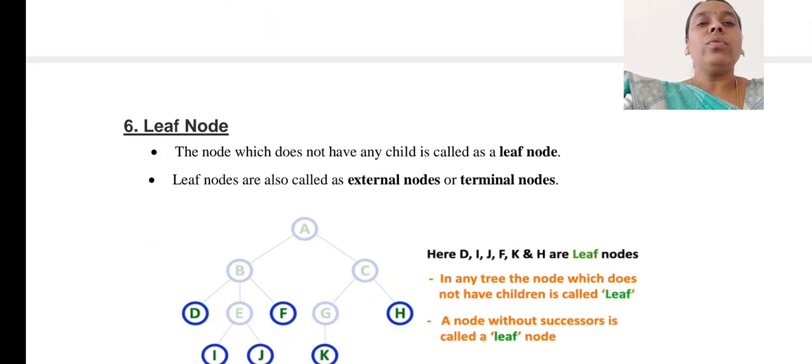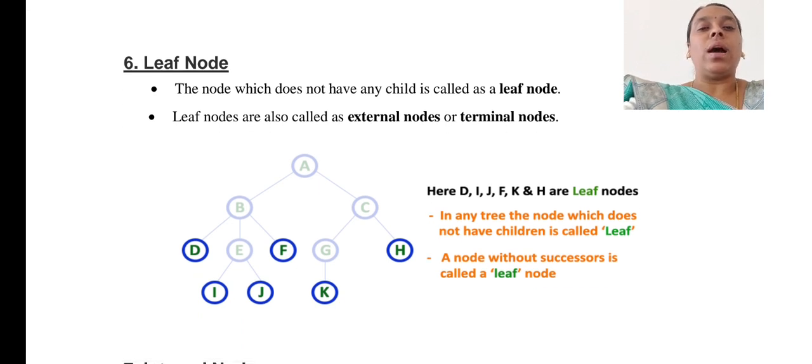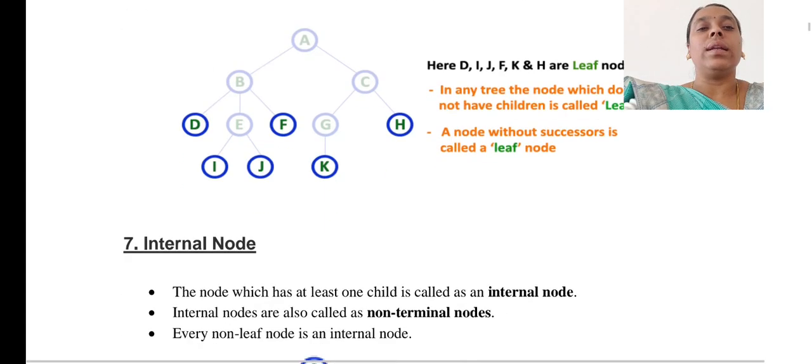A node which does not have any child is called a leaf node. The leaf node is also called a terminal node or external node. Here D, I, J, F, K, H are leaf nodes, as these nodes do not have a child. A node without a successor is called a leaf node. In any tree, the node which does not have children is called a leaf node.